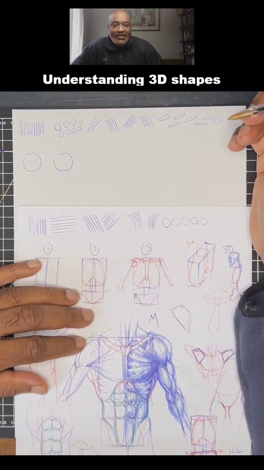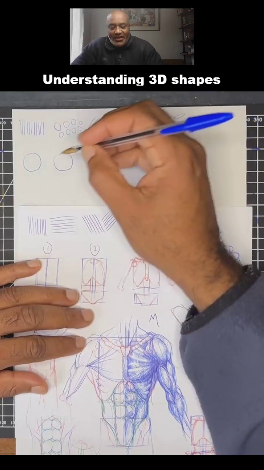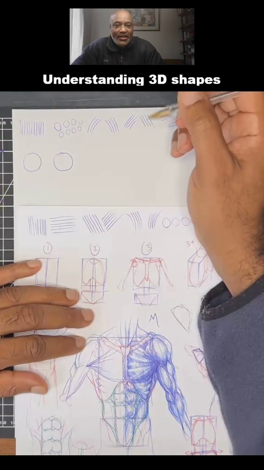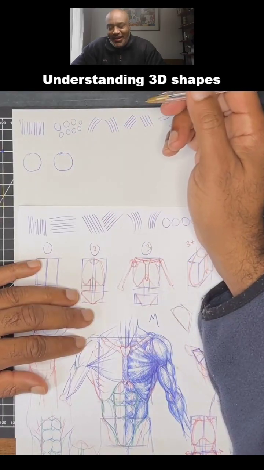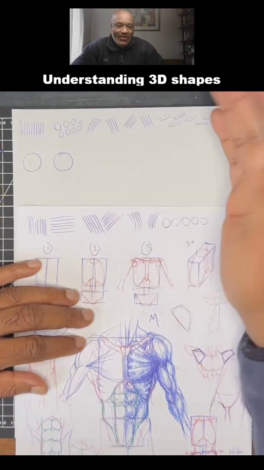So let's get into this 3D stuff, because a lot of people don't get it. So I asked the question, is that a sphere or circle? Unfortunately, nobody answered. However, I'm going to say they're either or.